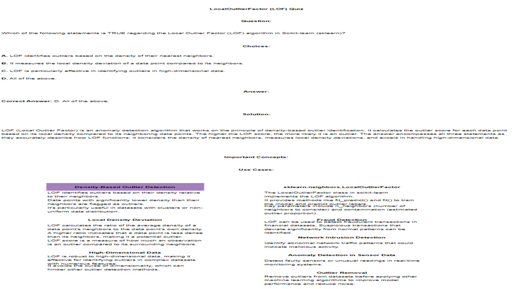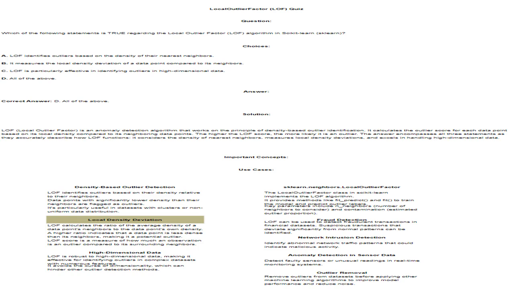B. It measures the local density deviation of a data point compared to its neighbors. True. This statement is true. LOF quantifies the local density deviation of a data point by comparing its density to the density of its neighbors. It calculates the ratio of the average density of the k nearest neighbors to the density of a data point itself. If this ratio is significantly greater than 1, it means the data point is less dense than its neighbors and is therefore more likely to be an outlier. Local density deviation.